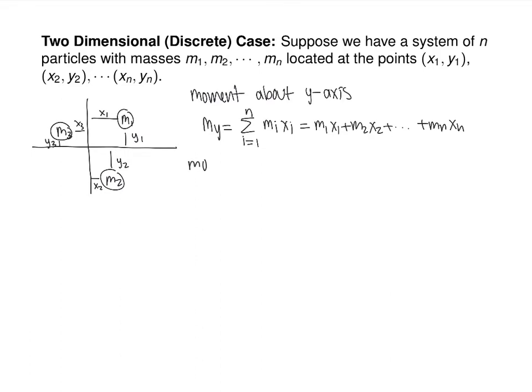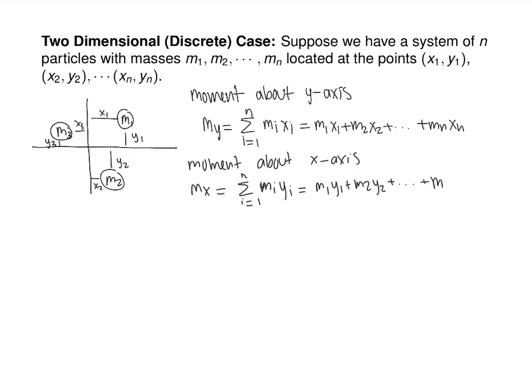Now the moment about the x-axis, Mx, will be a sum from i equals 1 to n of mi times the y-coordinates. So m1 y1 plus m2 y2 all the way up to mn yn. And the total mass of the system will be m1 plus m2 plus the last one.